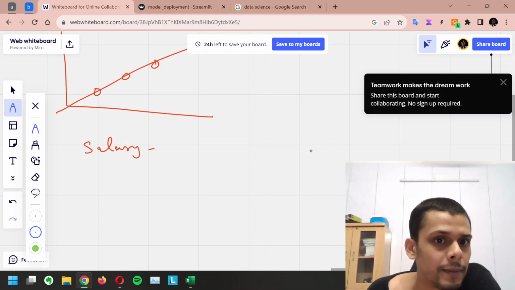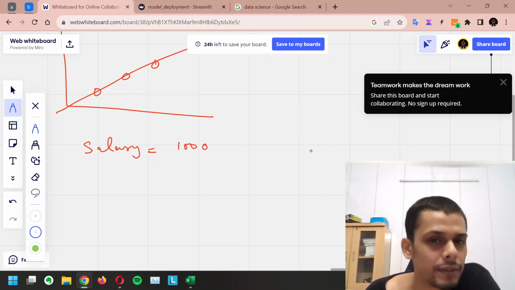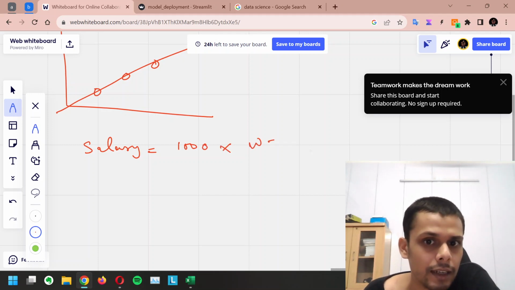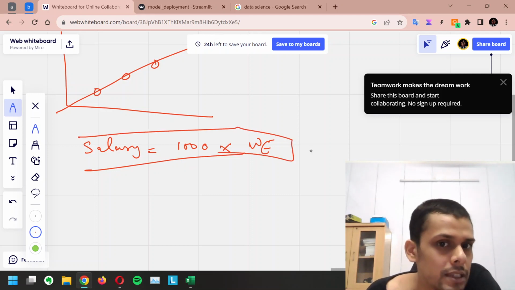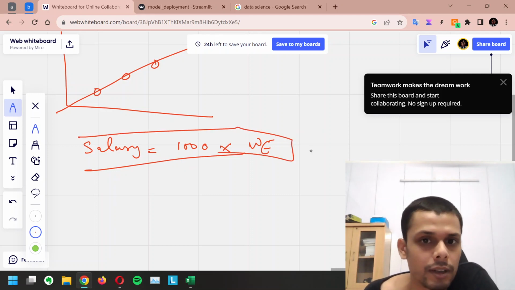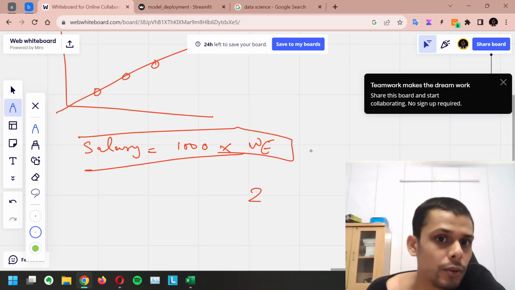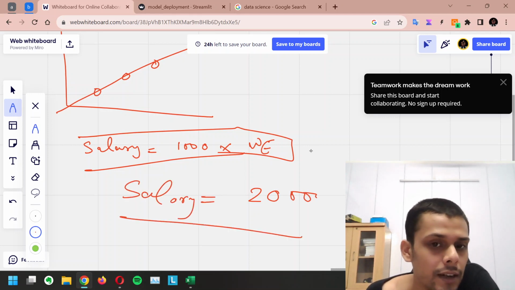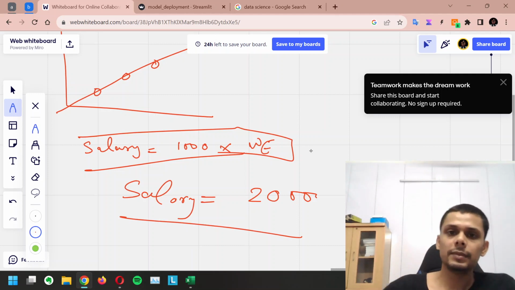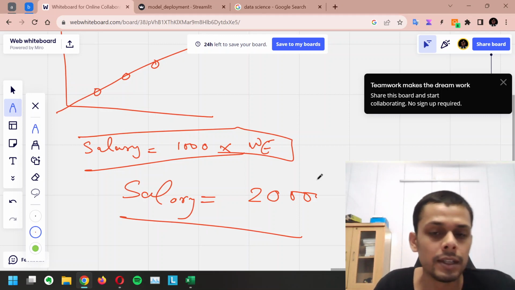Salary equals some kind of value. Let's, for the sake of simplicity, call it 1,000, and work experience. So if I were to give it this mathematical equation, salary equals 1,000 times work experience. Now you can use any kind of work experience over here. Let's say two. Two multiplied by 1,000 will give you 2,000. And what was it on the left hand side? Wasn't it salary?